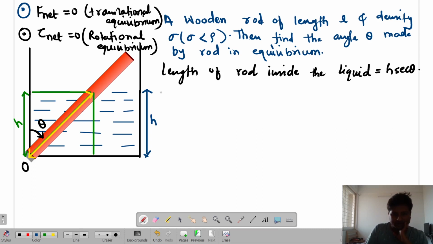So the force of buoyancy will be what? The force of buoyancy will work at the geometrical center, isn't it? The geometrical center of the region which is present inside the liquid, not for the whole body. Okay, this is the center right now. This is my buoyancy force.